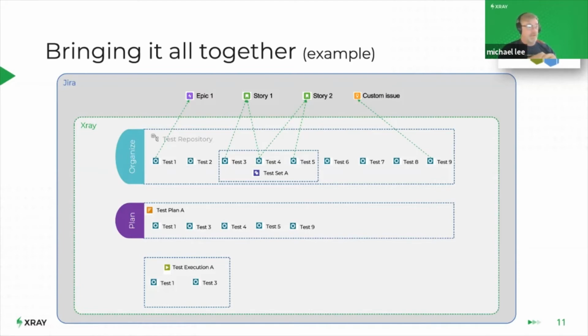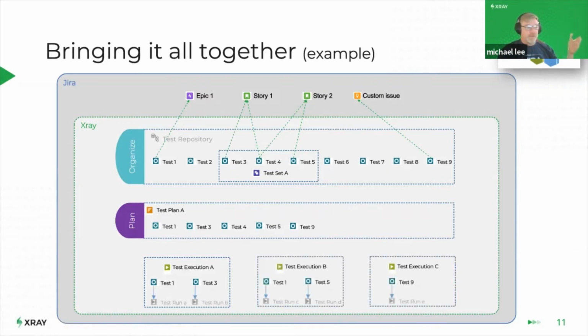Test executions, on the other hand, are mandatory because you have to have a test execution to complete and execute the test and to store the data when it's done. Because when you've completed that test execution, you're going to have test run data, and that test run data is stored with that execution.